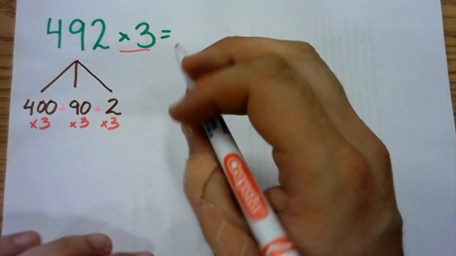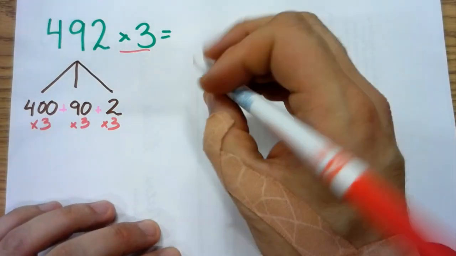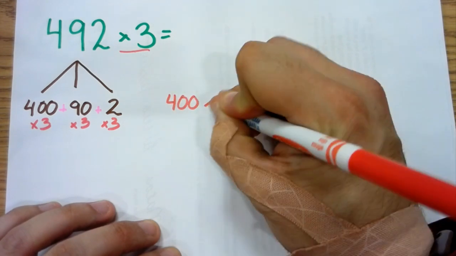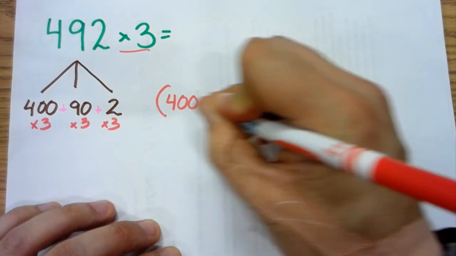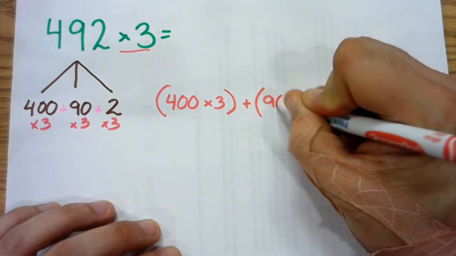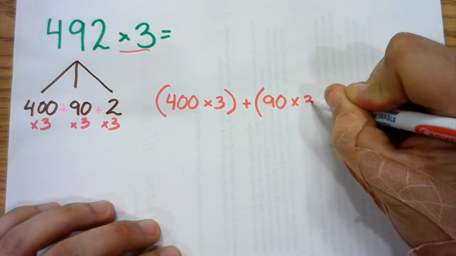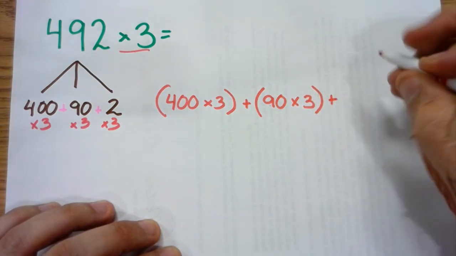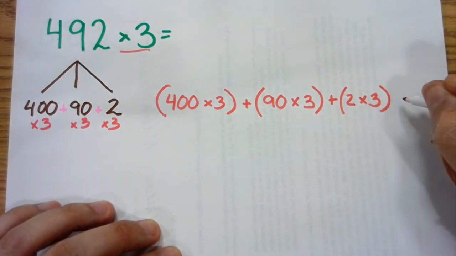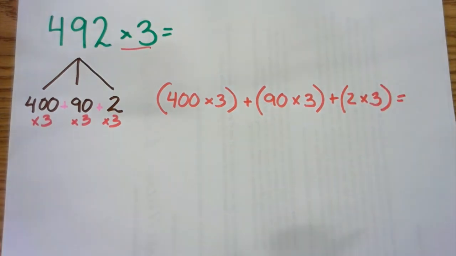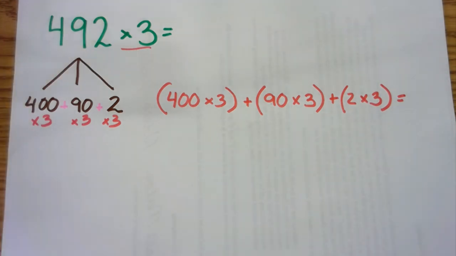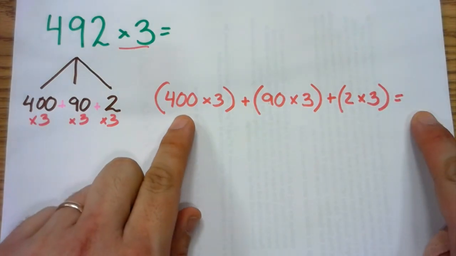Just like I did before, I can use the distributive property here, and I can write that as 400 times 3 plus 90 times 3 plus 2 times 3. And I could work to solve that. But sometimes it can get a little unwieldy because look how long this equation is.